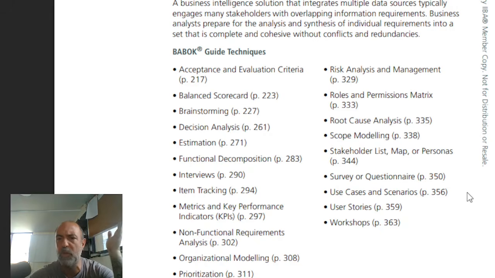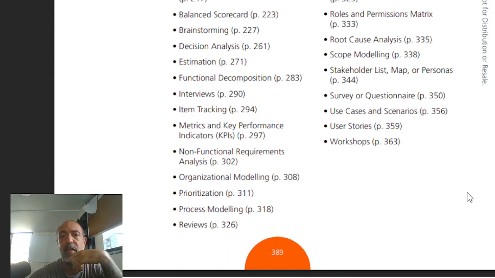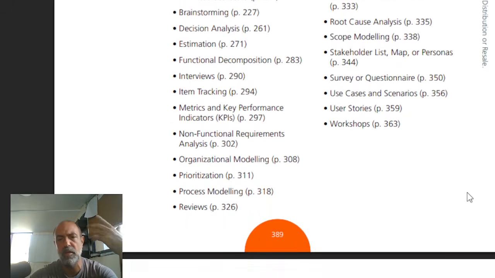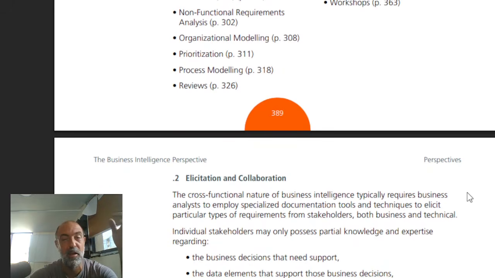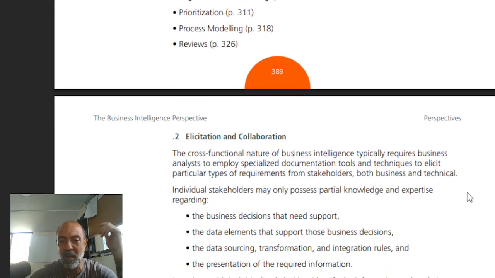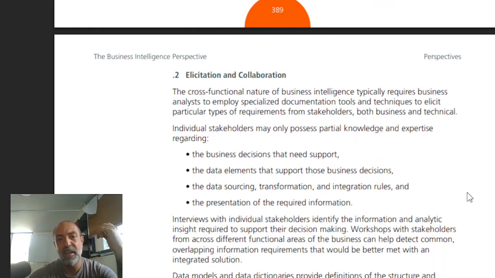decision analysis, roles and permissions matrix, root cause analysis. We talked about all of these. Risk analysis and management, scope modeling, stakeholder list. This book is supposed to be a document for you to return to. Item tracking, metrics. Anytime you're analyzing something, use this book, go back to it. Work through the details, get better at it, figure things out, right?